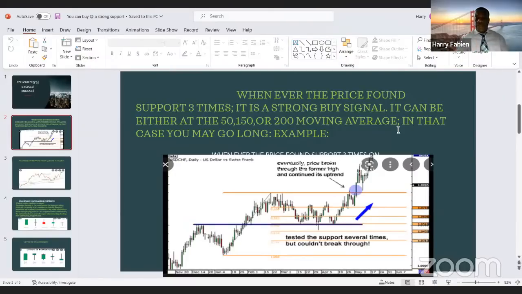One way to do that: whenever the price finds support, it has to be 3 times. 1, 2, 3. So whenever it starts going down 3 times, you put a line. See this line? You go 1, 2, 3. Call that support. And at the top, it stops 3 times, 4, 5 times. If it goes more than 3 times, we call that a strong support.